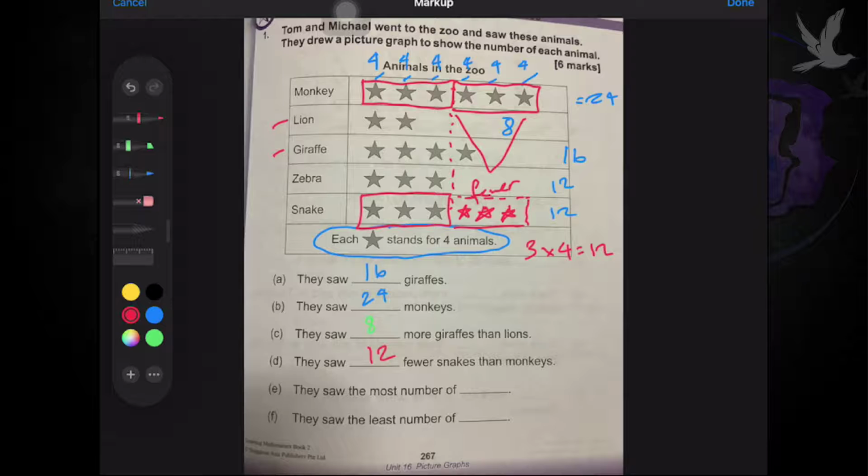Okay. Which they saw the most number of what? Most refers to yung pinakamarami. The most. In this case, it's obviously 24.